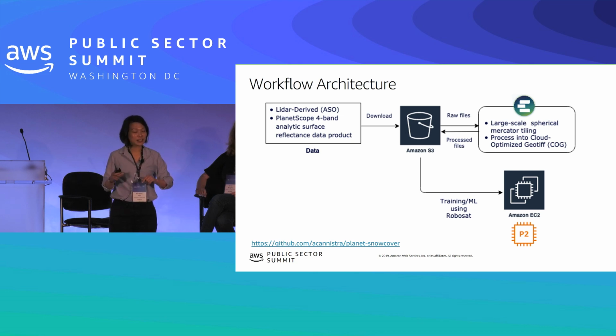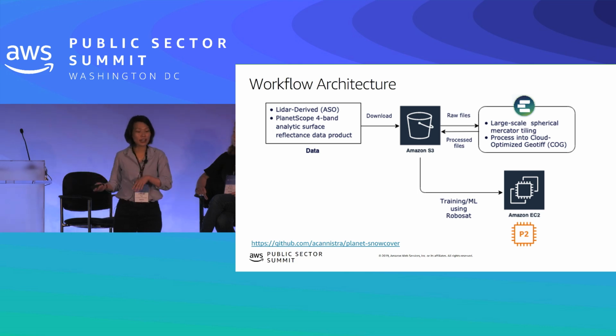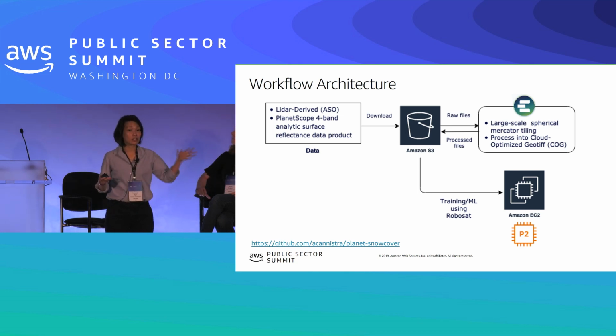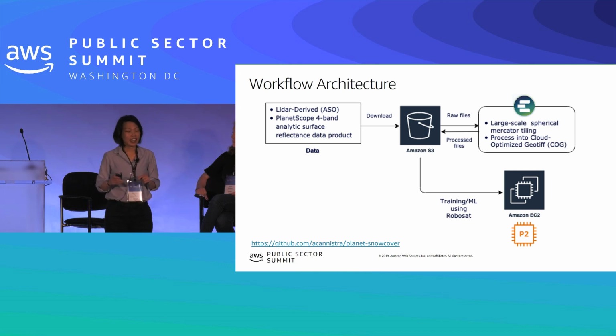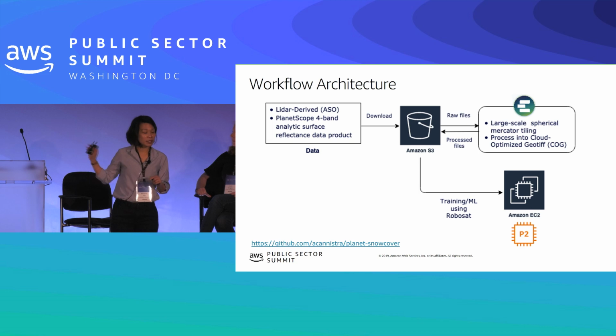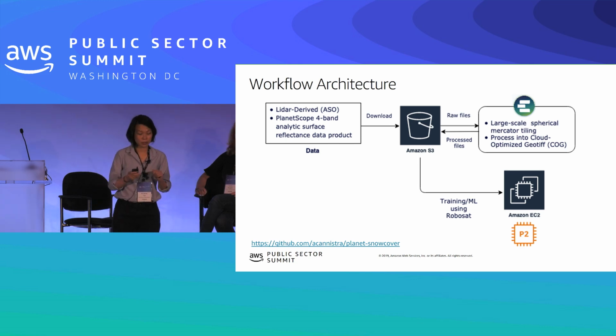So what we use Pangeo for is the tiling work, like I said before. We had to convert the rasters all the way into tiles, and process these raw files into cloud-optimized geotiffs. These processed files are then dumped back into S3 for the training and machine learning component. You can see down here, the words might be a bit small, we use a machine learning algorithm called RoboSat, and we run this using Elastic Cloud Compute GPUs.